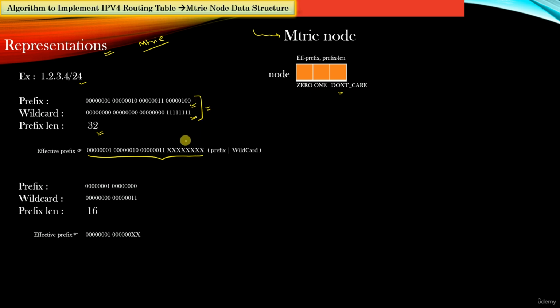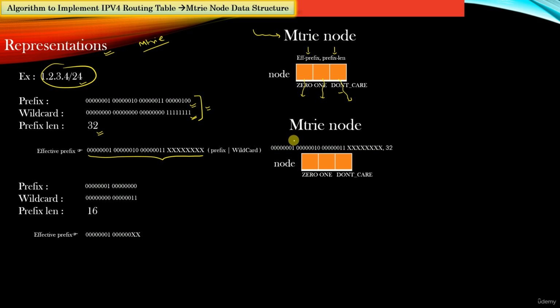All right. As I said, each node is going to store the information regarding the route. Each node will store the effective prefix, the prefix len, and certain pointers which point to its child nodes. The child nodes we will discuss later when we actually discuss the algorithm. So the mtry node which will be used to store this particular route would look something like this. This is the effective prefix. This is the prefix len.